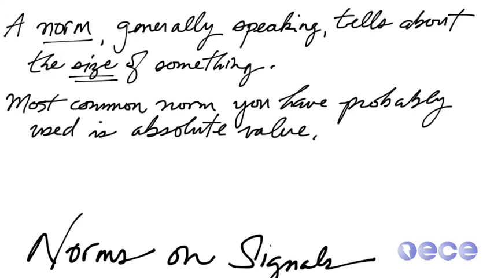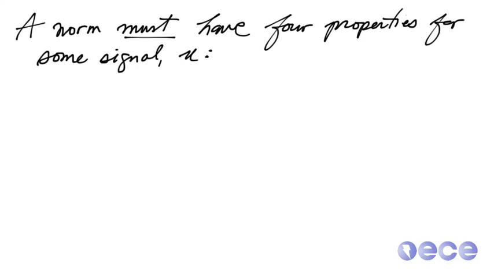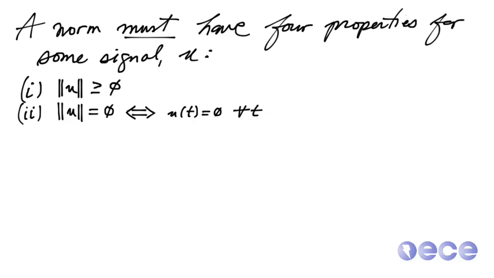So remember that a norm generally tells us about the size of something, the magnitude of something, and you've probably already used it as an absolute value. A norm has to have four properties for some signal. So first of all, the norm of the signal must always be greater than or equal to 0. And it has to be equal to 0 if and only if the signal is 0 for all time t.